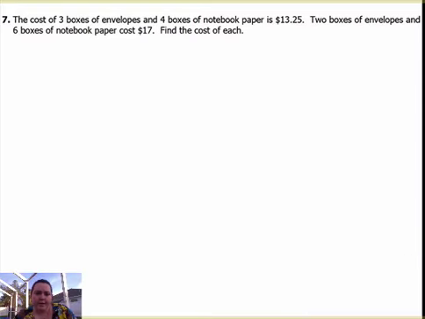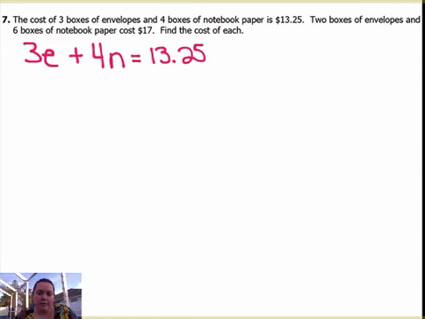Okay, number 7. The cost of 3 boxes of envelopes and 4 boxes of notebook paper is $13.25. 2 boxes of envelopes and 6 boxes of notebook paper cost $17. Find the cost of each. So I'm going to use E for envelopes and N for notebook paper. You can put X and Y if that's what you're more comfortable with.